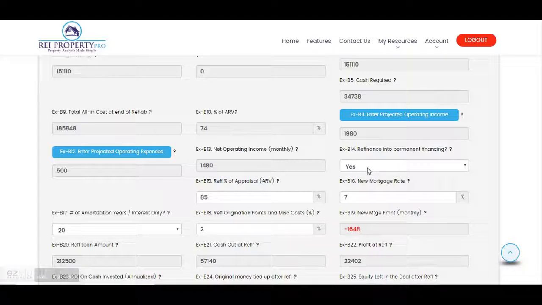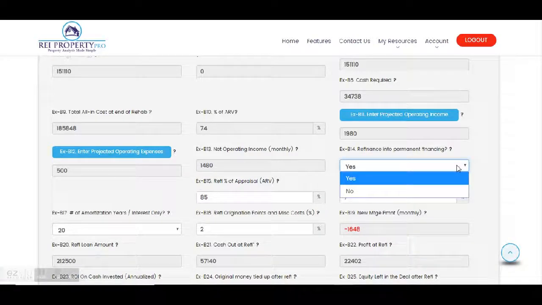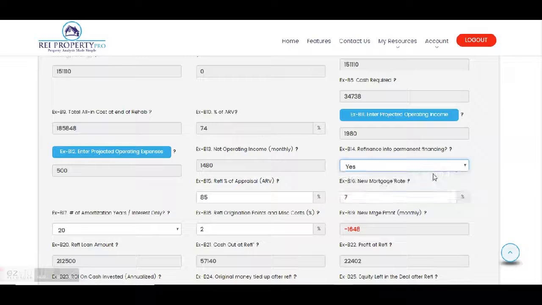Our next section, do you want to refinance this property into permanent financing? If you pay cash for this property and not looking to pull out any cash, then we will put no. But if you're looking to refinance to pull cash out or just refinancing to satisfy your hard money loan, then we will put yes. For our scenario earlier, we included an estimate for financing options to purchase the property. So we're going to select yes. Then we have a few other areas to complete.